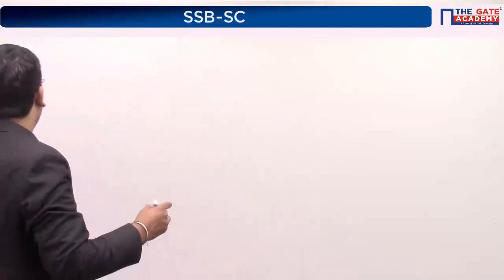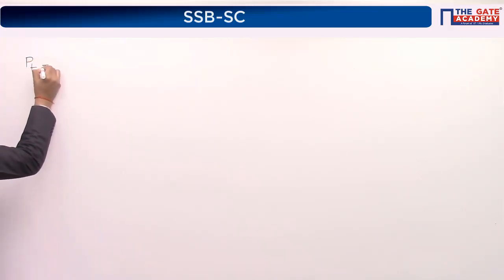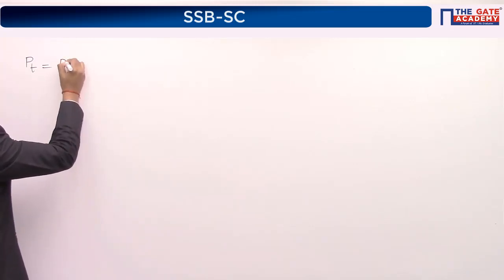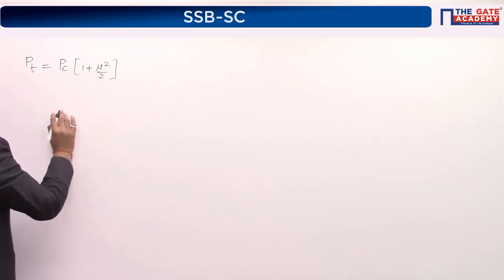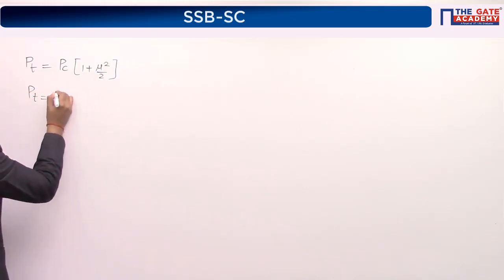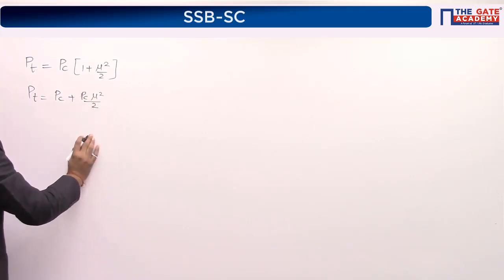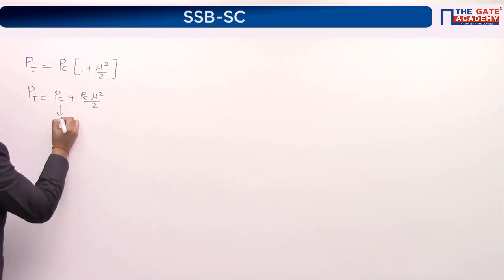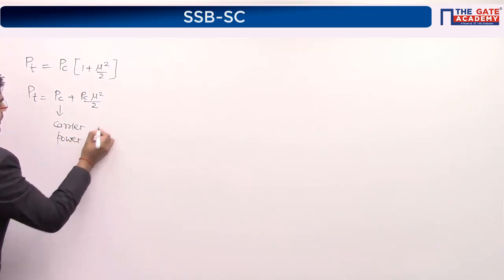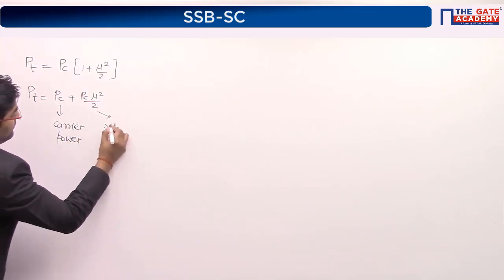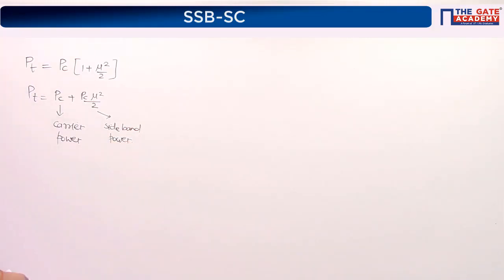So let me do it for you guys. What is the power formula? The general formula is PT equal to PC (1 plus mu square by 2). If I expand it, it becomes PT equals PC plus PC mu square by 2, and this is your carrier power, and this is your sideband power. Okay?